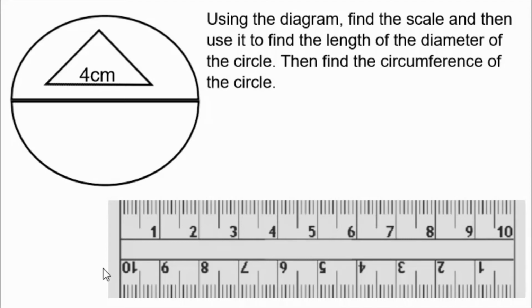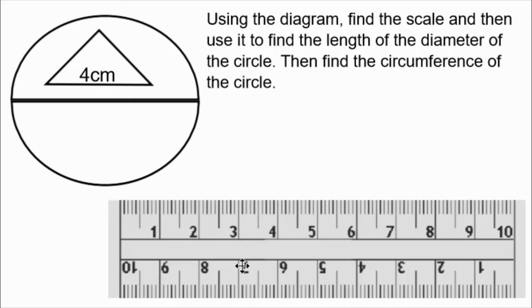Today's Daily Dose of Math is using a scale diagram. This scale diagram doesn't give us the scale, but it does give us the real measure of one of the sides of this triangle, and we can use that to find the scale. Then we'll use our scale to find the diameter of the circle, and we'll use the circumference of a circle formula to find the circumference of that circle.